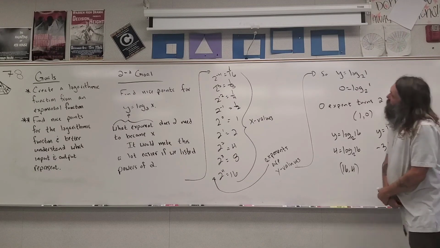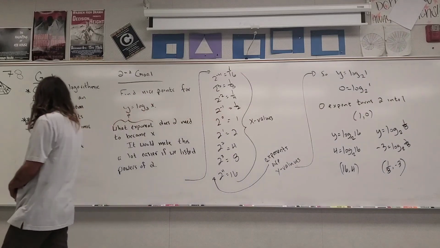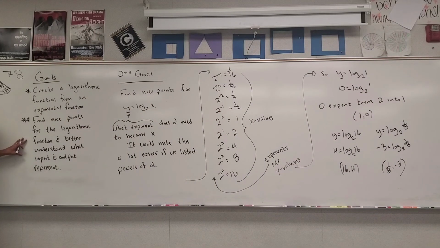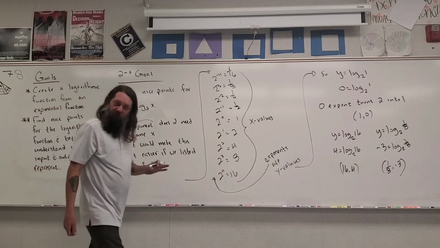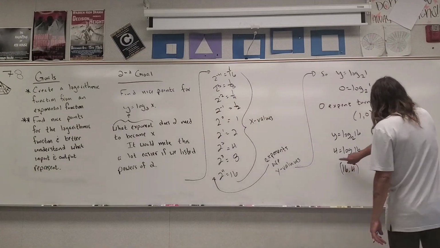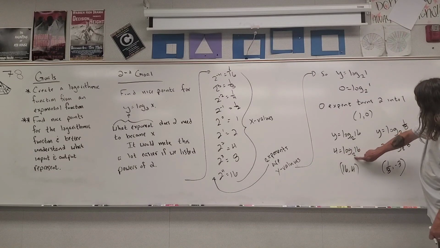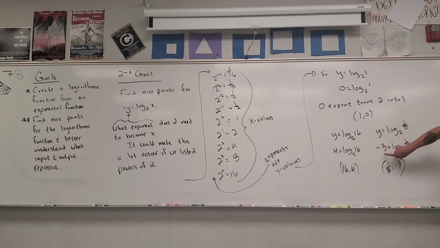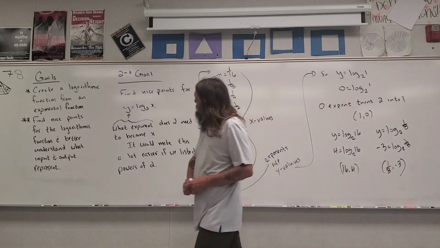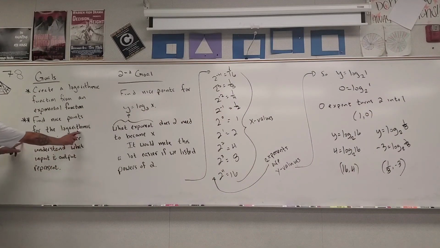Right? So again, the goal of this was to find nice points for the logarithmic function and better understand what the input and output represent. Hopefully I'm achieving that, right? Exponent of 4 makes 2 a 16. An exponent of -3 makes 2 an 8th. Okay, so think of it like that. That will help us understand better the logarithmic functions.